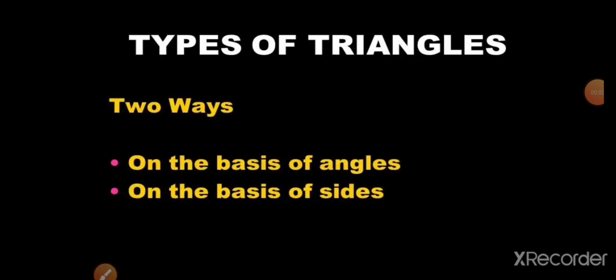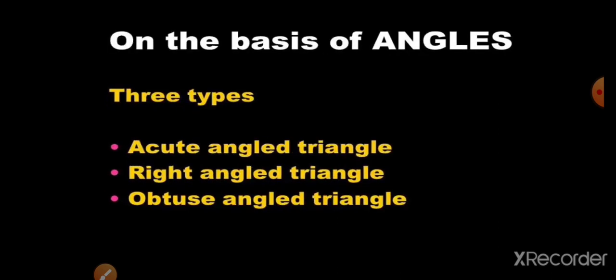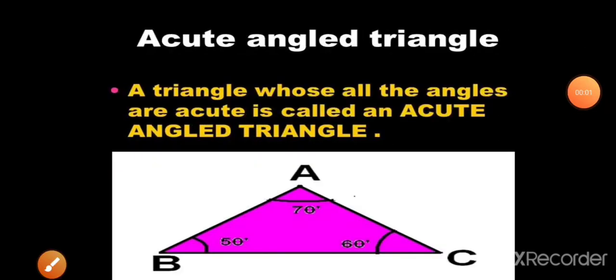Next, types of triangles. We can classify triangles in 2 ways: one on the basis of angles and the second on the basis of sides. First, on the basis of angles, we can classify triangles into 3 types: acute angled triangle, right angled triangle and obtuse angled triangle. First one, acute angled triangle. A triangle whose angles are all acute is called an acute angled triangle. Acute means less than 90 degrees.